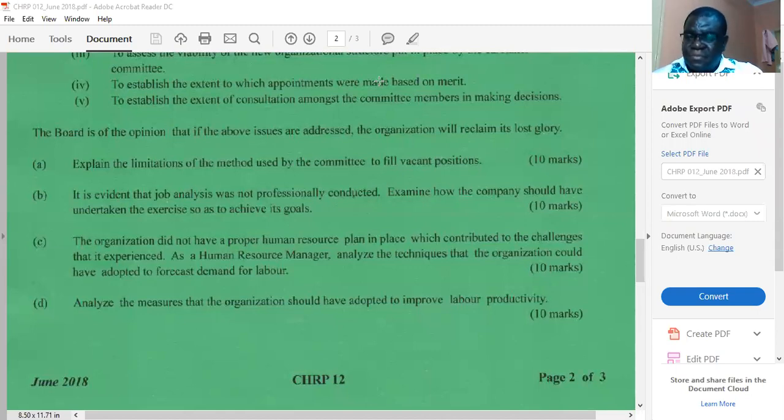Which methods have we looked at before? Mathematical models that you can employ to give you projections, regression analysis, for example. Two, managerial forecasting, where you let the managers forecast based on their experience and know-how. Another method? Delphi technique. Delphi technique is about bringing in experts, relying on their know-how to give projections as to the HR situation in the company going forward, how many we will need based on the planned activities.